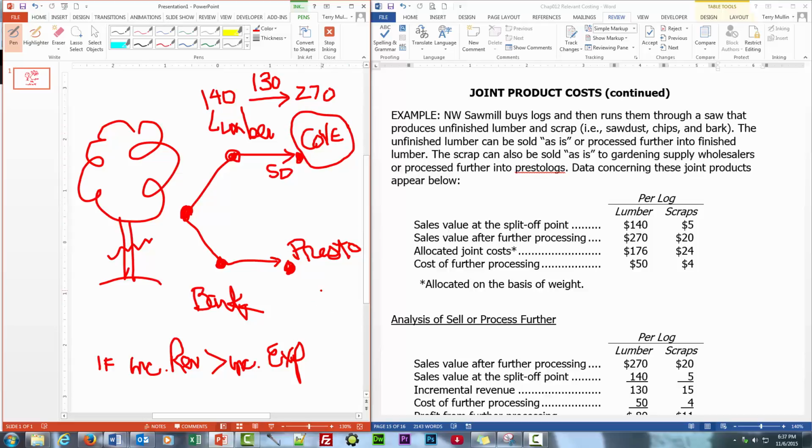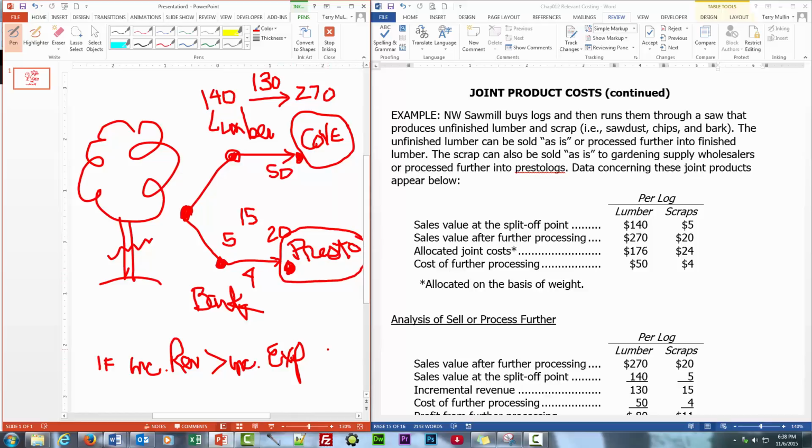To do this then with the scrap, we look at the scrap, and the scrap at the split off point is $5. If we sell it for bark, we get $20. So we're going to pick up an extra $15, but it's going to cost us $4 to press that together into logs. So the question is, is it worth spending $4 to make 15? The answer is yes. So both of them we would process further.